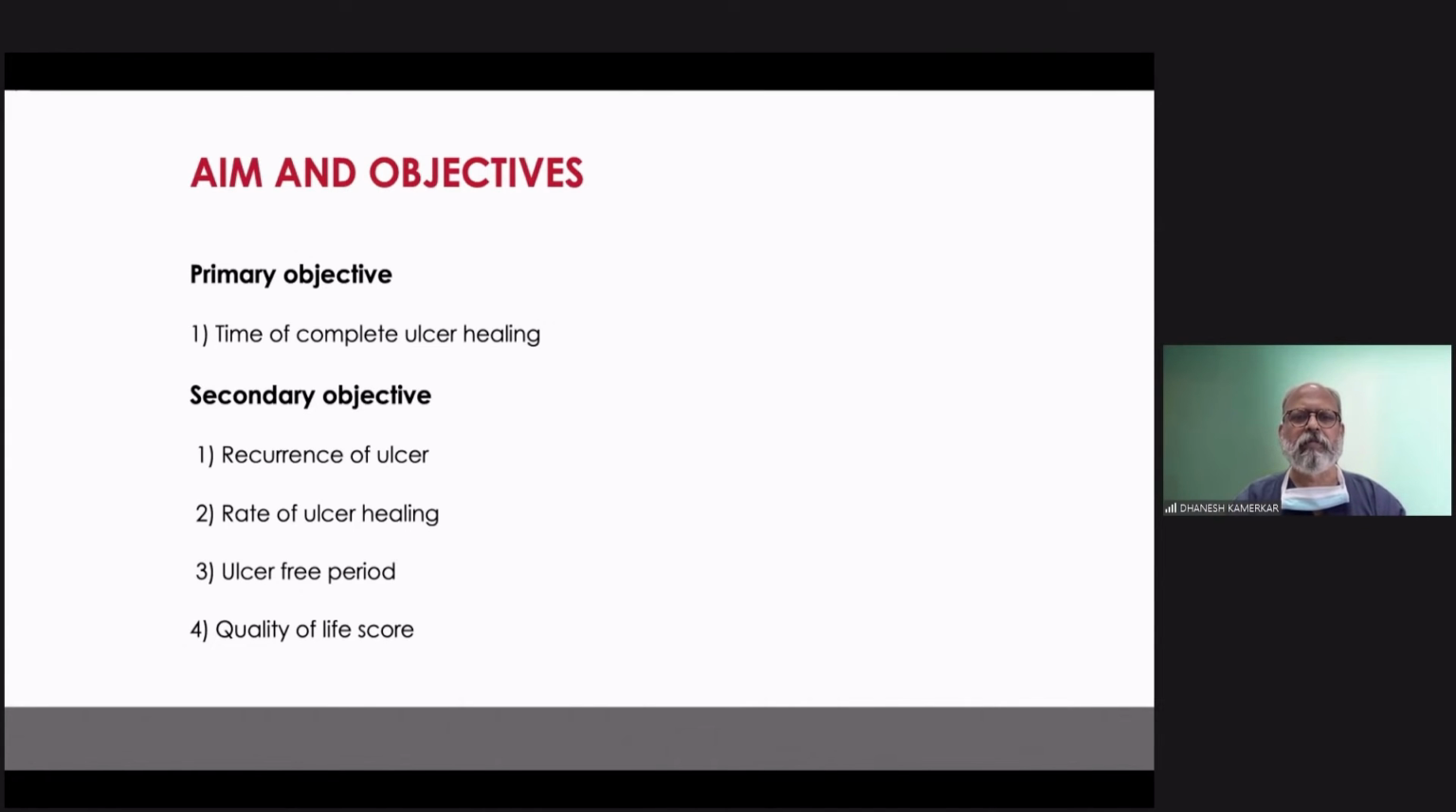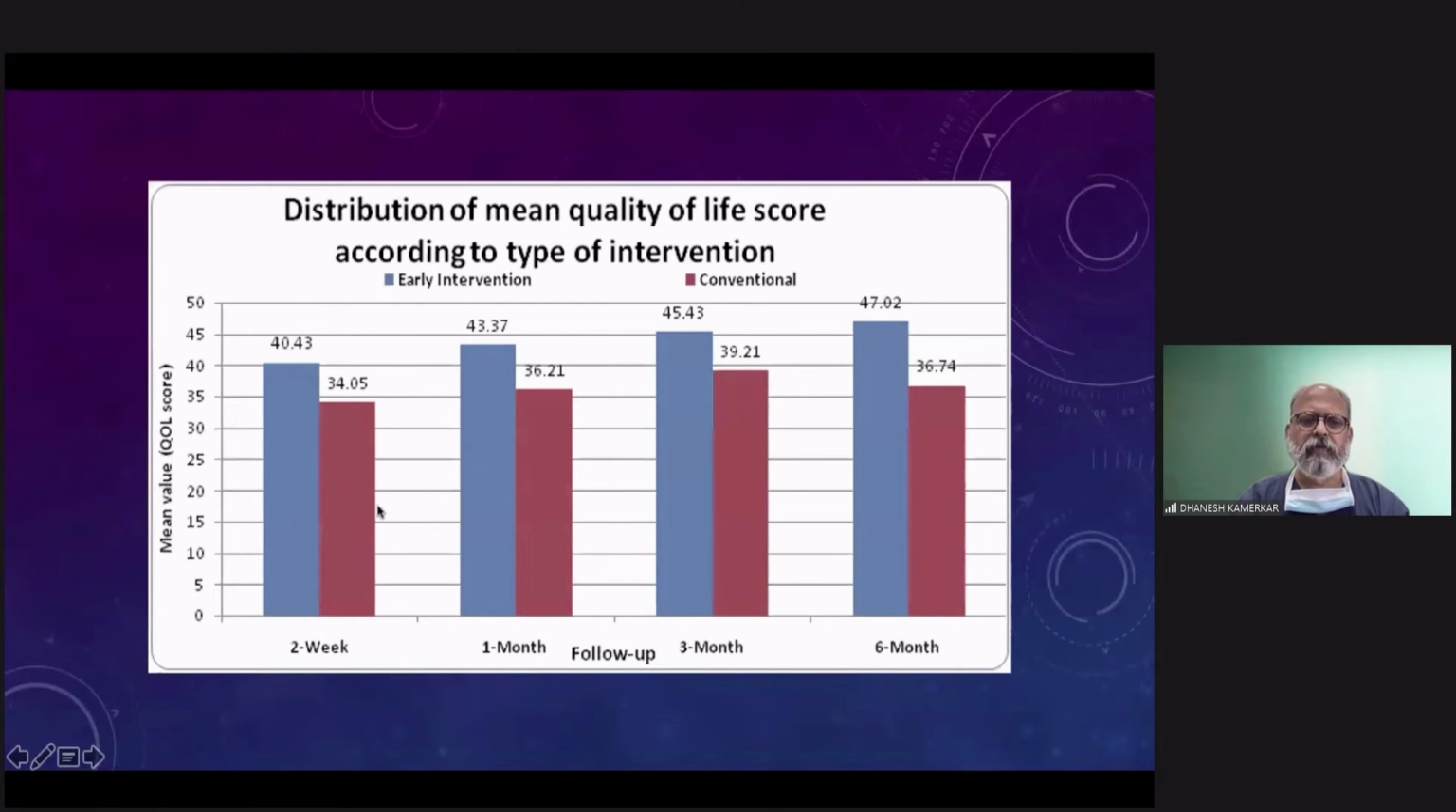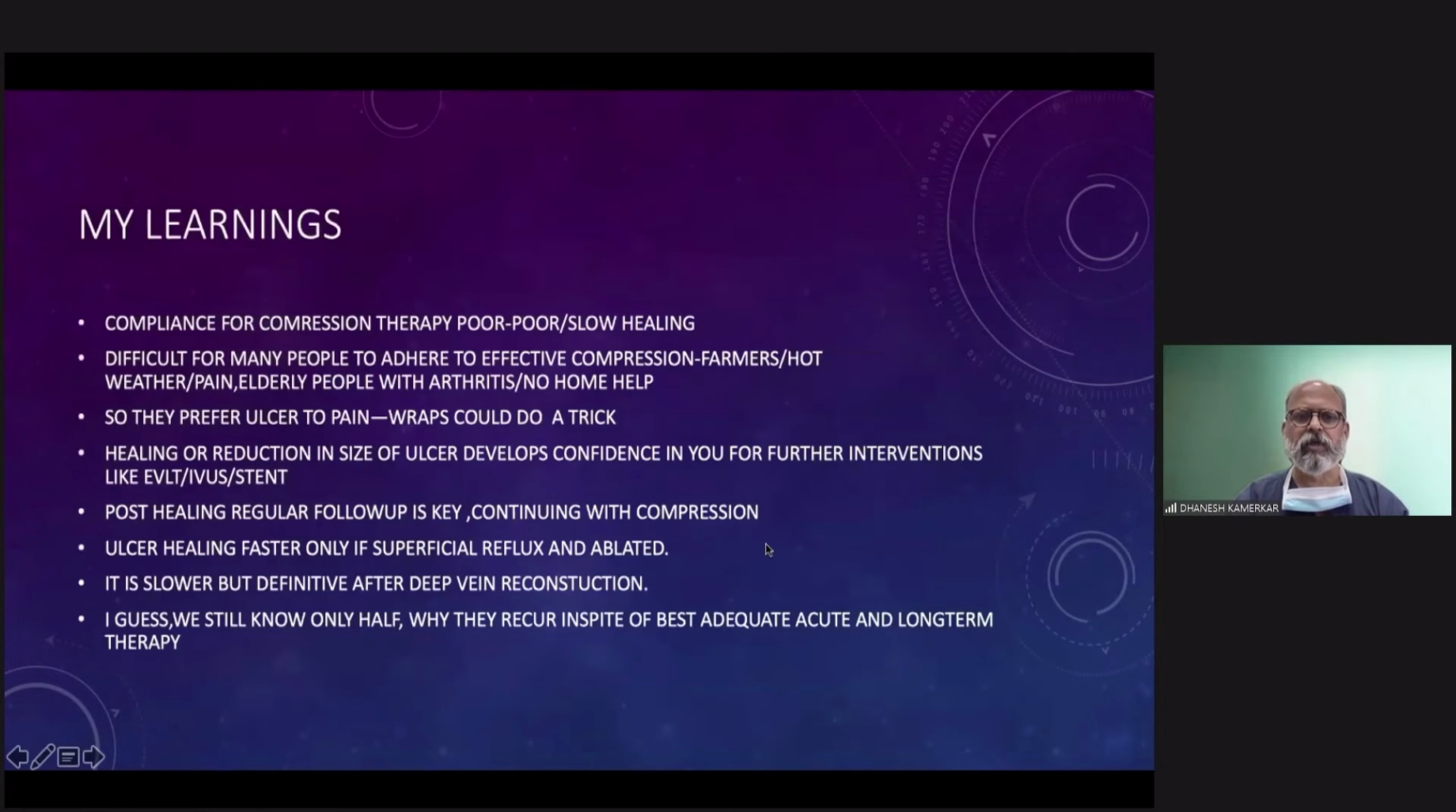The primary objective was time of complete ulcer healing, and the secondary objectives were recurrence of ulcer, rate of ulcer healing, ulcer-free period and quality of life score. Interestingly, early intervention showed an average of 1.29 months of ulcer healing, whereas with conventional therapy, compression, it took 2.21 months to heal the ulcers. But on follow-up from 2 weeks right up to 6 months, the quality of life was definitely much better in people who had early intervention over conventional therapy.